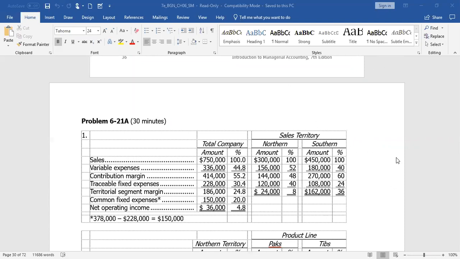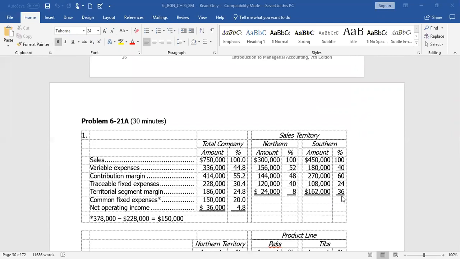So here is the first step, okay? Total company income. They give us the information to create our contribution format segmented income statement. So Northern, $300,000 in sales. Southern has the remaining $450,000. We know total sales. Variable expenses are $156,000 for Northern, total are $336,000, so the other $180,000 is attributed to Southern. Contribution margin you calculate.